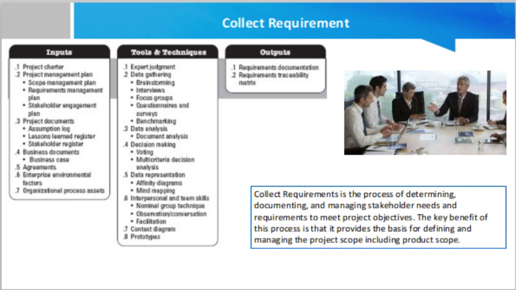Friend, collect requirements is the process of determining, documenting, and managing stakeholder needs and requirements to meet project objectives. The key benefit of this process is that it provides the basis for defining and managing the project scope, including the product scope. Requirement gathering is the process of exploring the requirements for a system from end users, customers, partners, and other stakeholders. Requirement gathering is about discussing with each of the stakeholders to understand their needs and expectations on the product or service you are going to create.